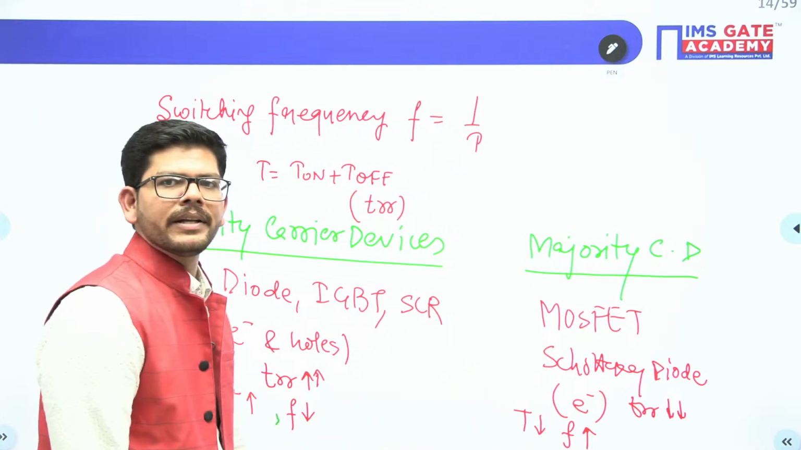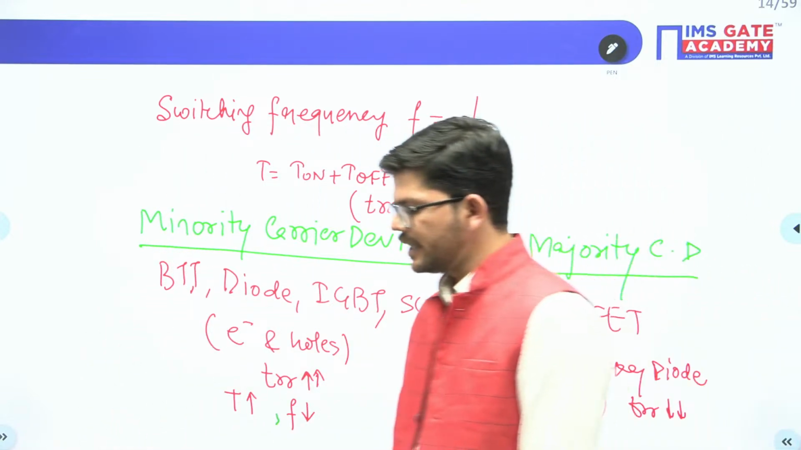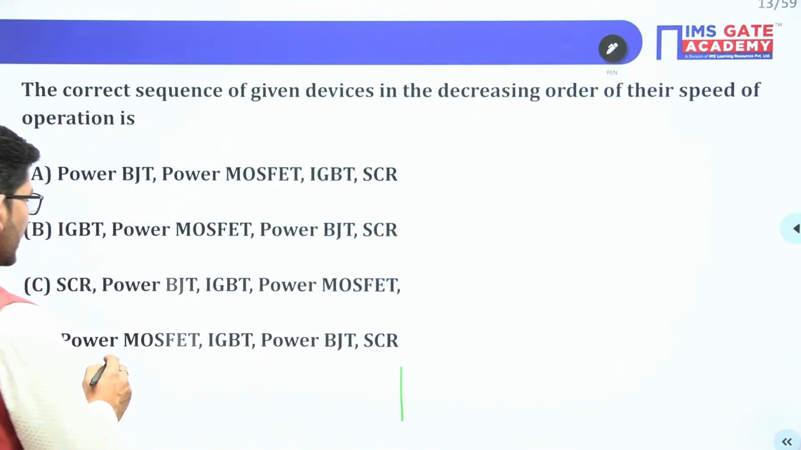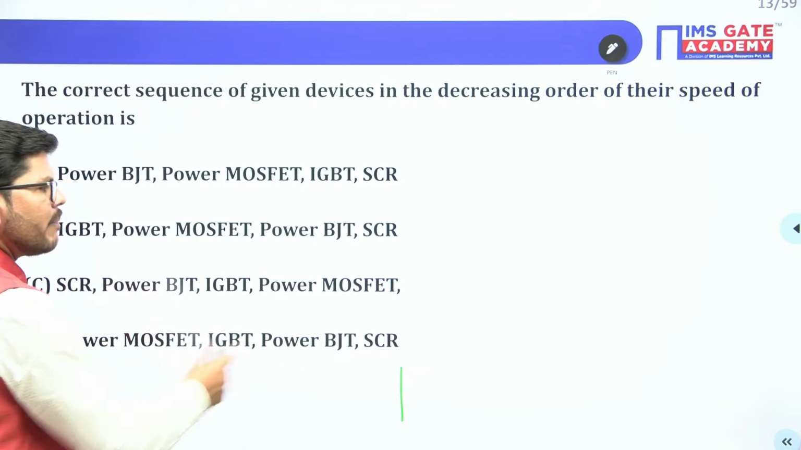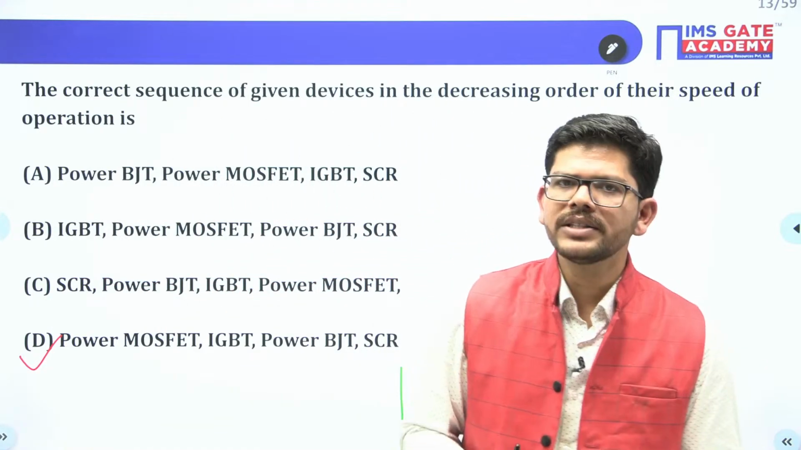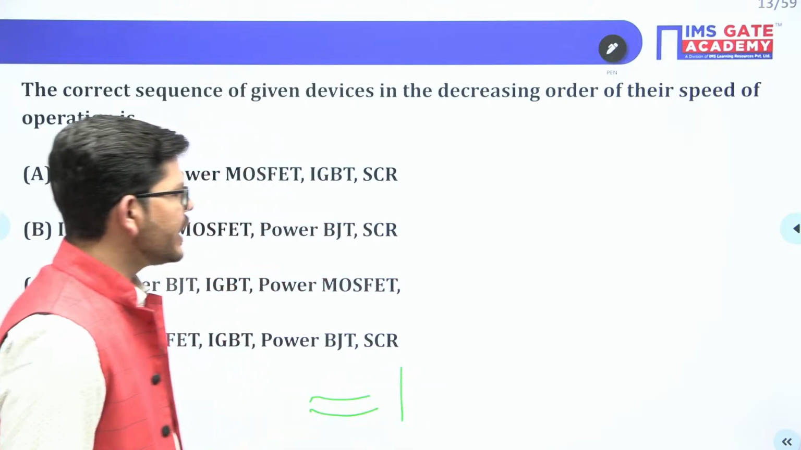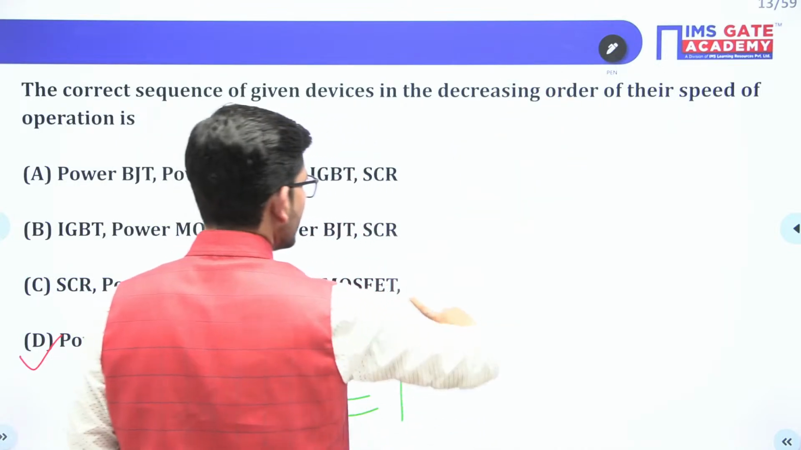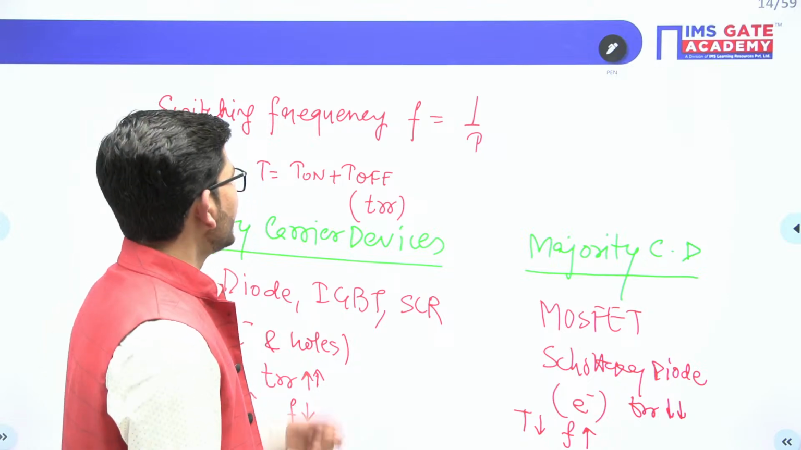So what will happen? Which device can have the highest frequency? It is the MOSFET which has the highest frequency. After that it is the IGBT, then we have the power BJT, and in the case of an SCR we have the lowest frequency, isn't it? So if a device is a majority carrier device, normally there will be less TRR across it, and if we have less TRR, that is less recovery time, then what will happen?